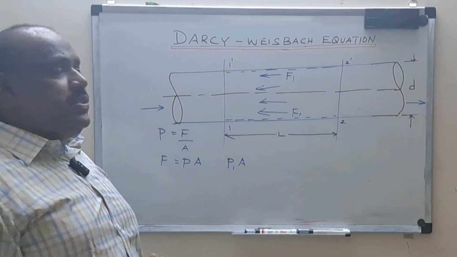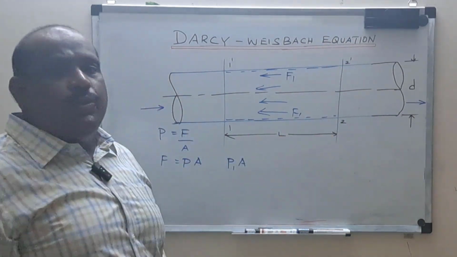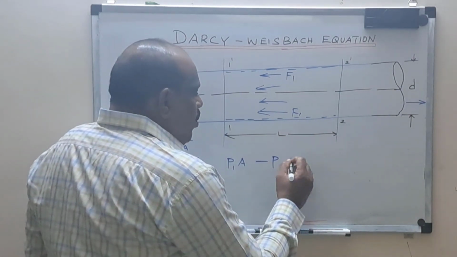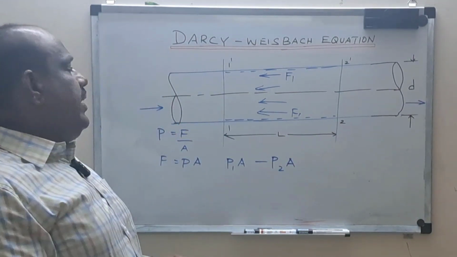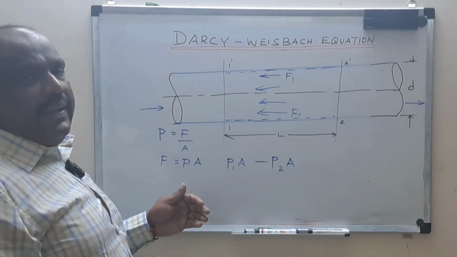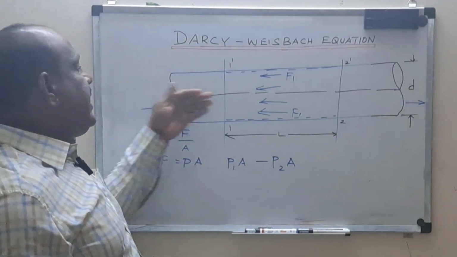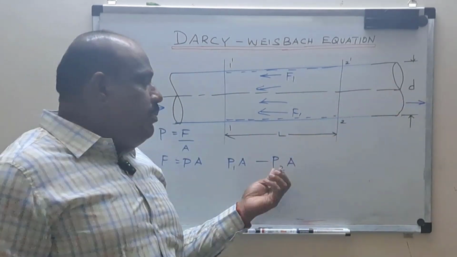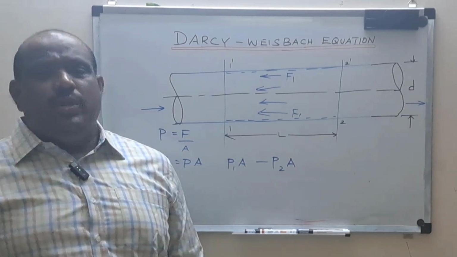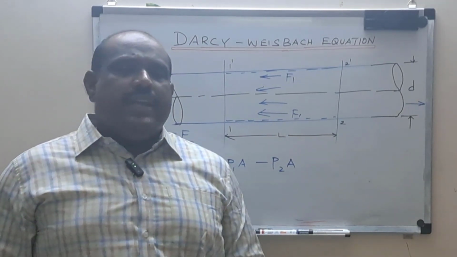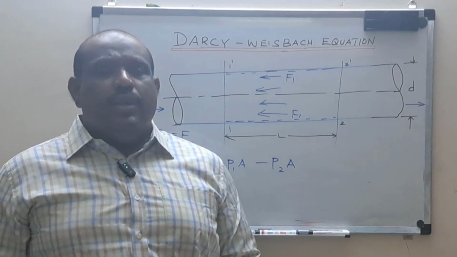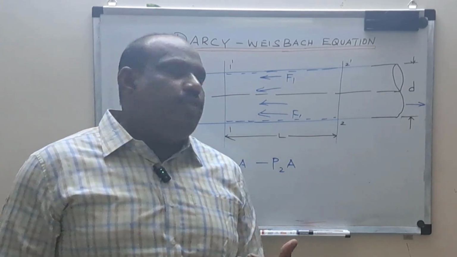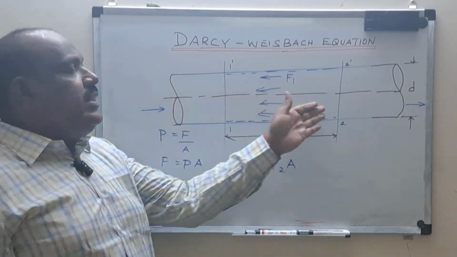What is the force available for the fluid at 2 dash? It will be the same formula but with a negative sign. Why is it negative? Here it is the entry to this particular control volume, so it is positive. Here it is exiting, so I put a negative sign. A simple logic to explain why P1A is positive and P2A is negative: inflow is generally considered positive and outflow negative. Even if you consider this negative, then the other will become positive.